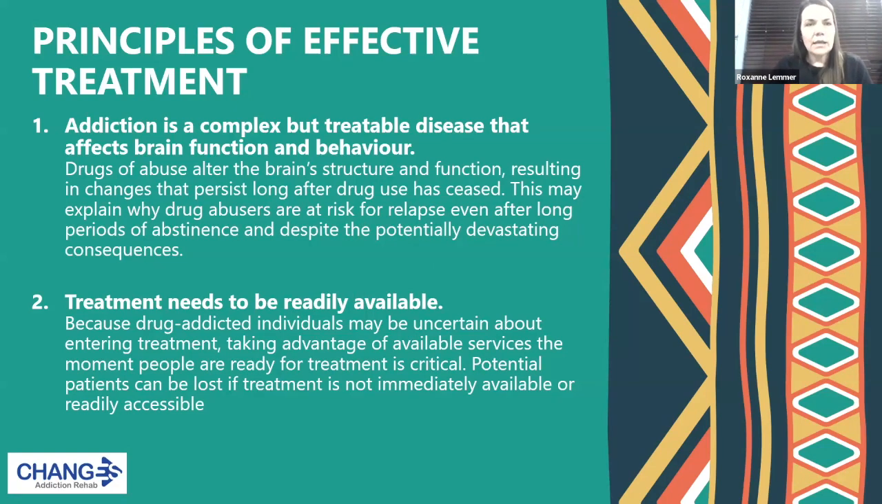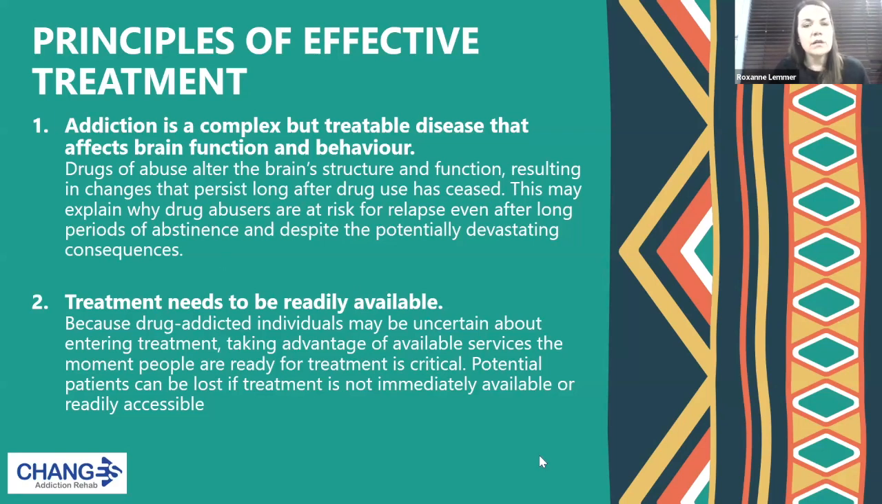So in light of this definition of addiction, or what addiction is, I just want to have a look at some of the principles of what effective treatment is. So what is required for your loved one to come into treatment and for them to have a fighting chance at their recovery? So the first point there is that addiction is a complex but treatable disease that affects brain function and behavior. Okay, so we discussed that in the definition as well.